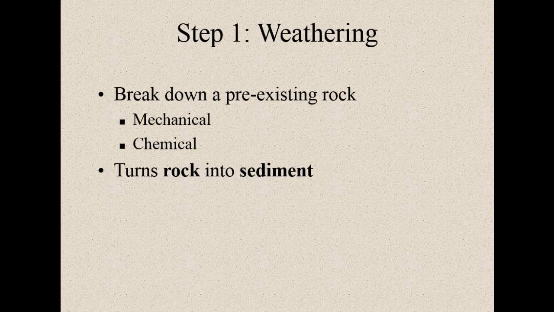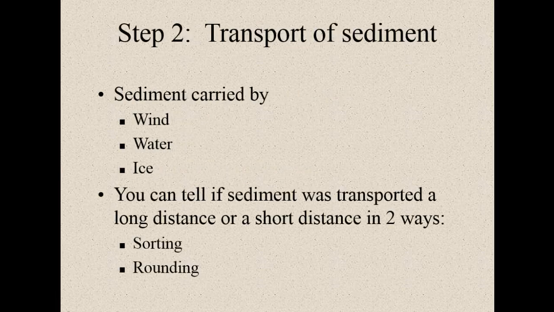In step 1, weathering, we see a breakdown of pre-existing rock. This could be through mechanical means like ice freezing and wedging pieces, or chemical means like acid rain. This then turns the rock into sediment or fragments. In step 2, that sediment is transported. Transportation can take place due to wind, water, or even ice.